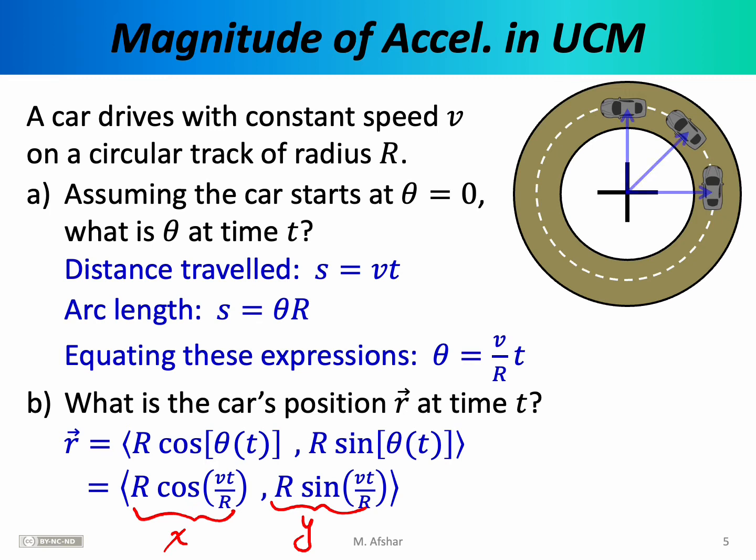We can also draw these vectors, and of course these vectors would just be radial vectors pointing from the center of the circle, from the origin of our coordinate system, to where the car is located at any given instant.